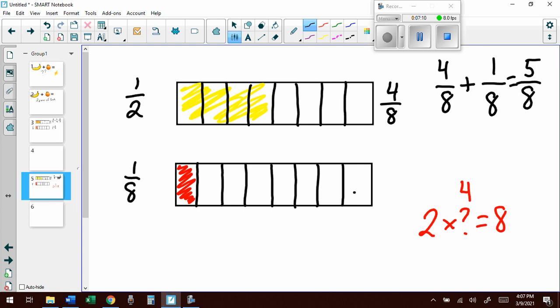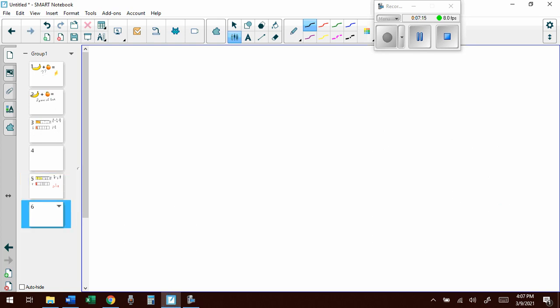Now we can also show this on a number line. Let's go with 1/6 plus 3/12. Now what do you notice about these two fractions? Hopefully you notice that they do not have like denominators, and that 6 and 12 would have something in common. But first, let's show on a number line.